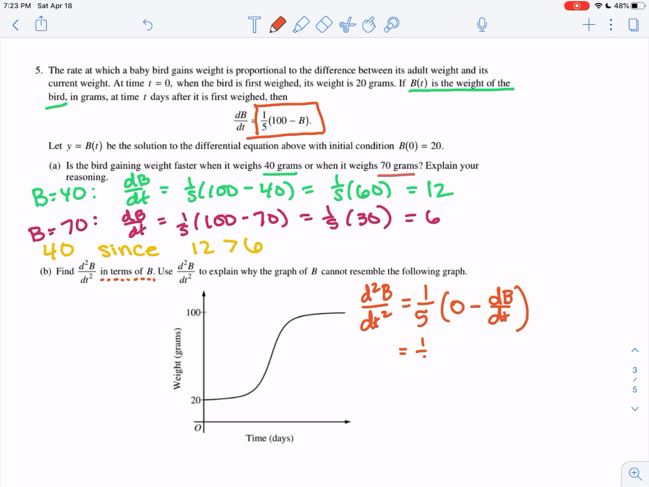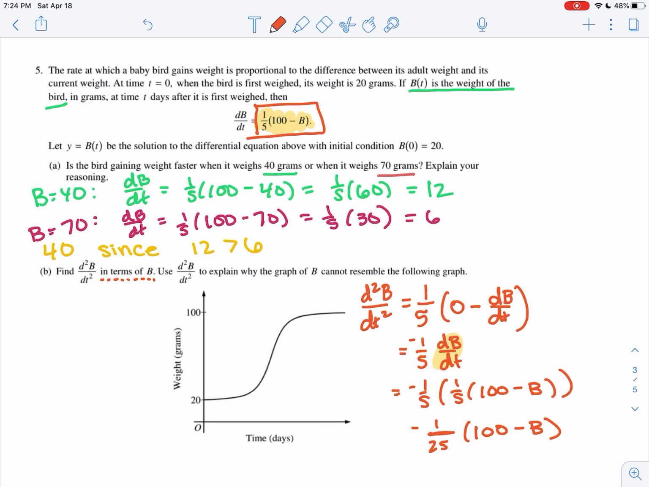So far I've got negative 1/5 dB/dt, right? Well, take a look at what I boxed. I can make that substitution for dB/dt, correct? So I've got negative 1/5. Now for dB/dt, I'm substituting this in, so I've got 1/5 times (100 minus B). If I simplify a little bit, I've got negative 1/25 times (100 minus B). Okay, so there's the second derivative in terms of B.